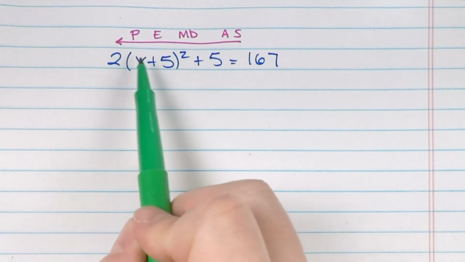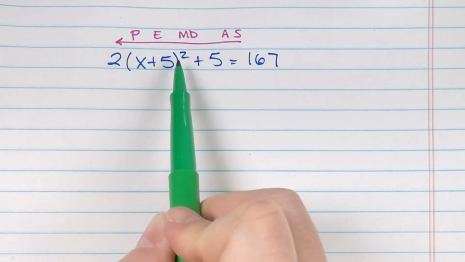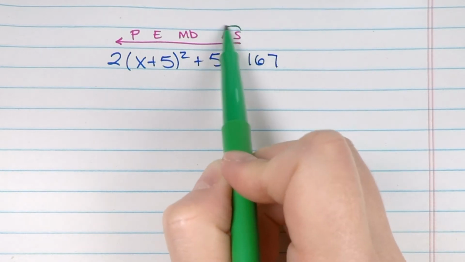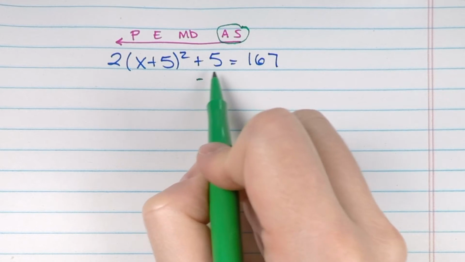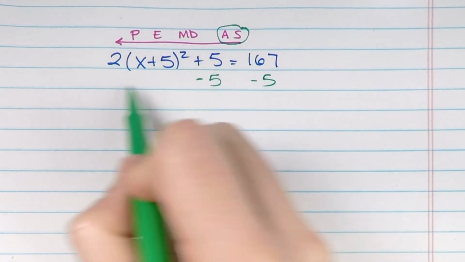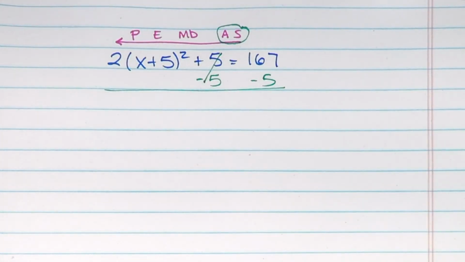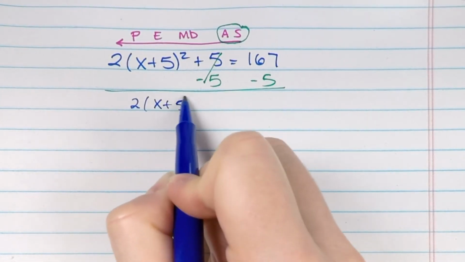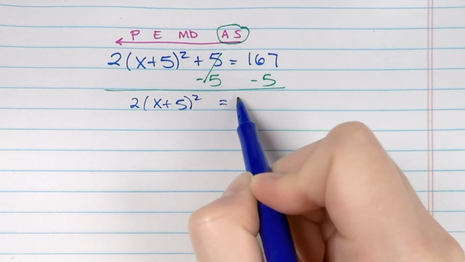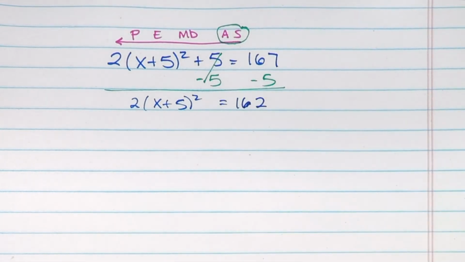Let's take a look at this example where we have this parentheses squared. Okay. So I'm going to undo the adding and subtracting first again. So I'm trying to get this squared part by itself. So getting rid of everything on the outside, I'm going to cancel out that addition of 5. So I'm subtracting 5 from both sides and then bringing down what's left over. I have 2 times x plus 5 parentheses squared, and then subtracting these I get 162.